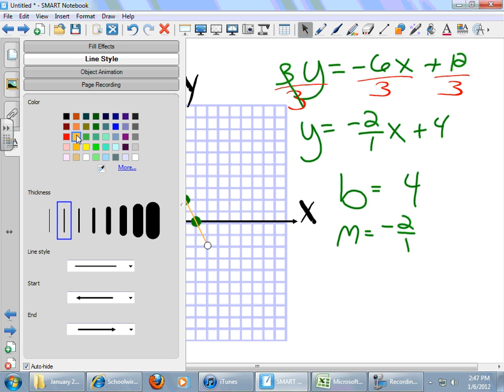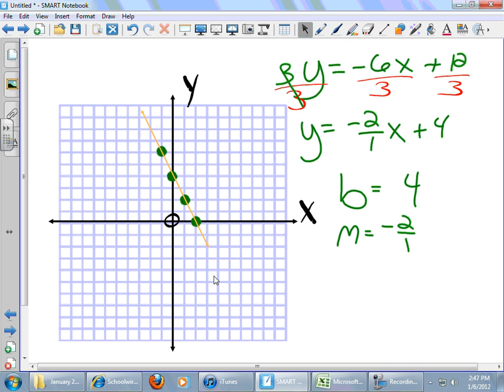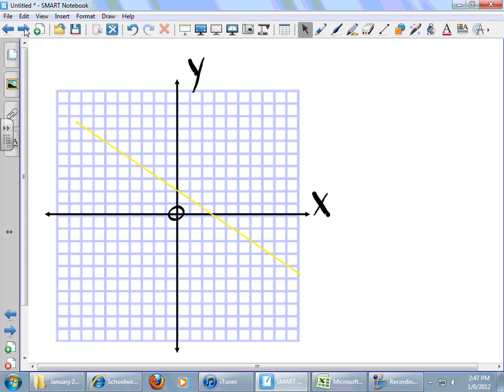And there it is. Okay, let's look at another type of problem that is actually easier. And this one, you have to give me the equation. You're going to give it to me in y equals mx plus b form. The first thing you need to do is find the y-intercept.